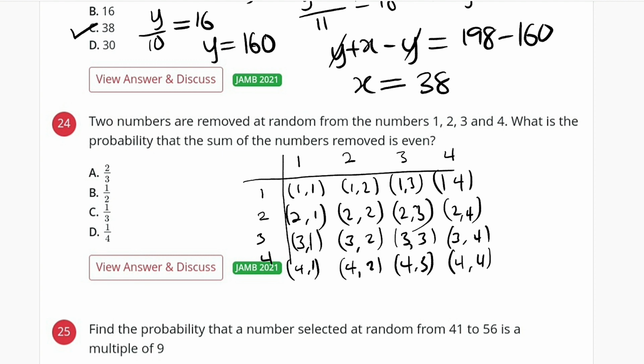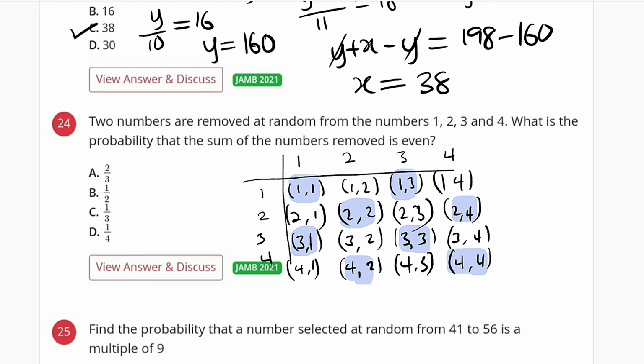So I want to mark those sets that when you add them together, you get an even number. 1 plus 1 is an even number, 2 plus 2 even, 3 plus 3 even. All these diagonals are even. Then coming here, we have even. This is an even number. This is also an even number. This is an even number. This is also an even number.